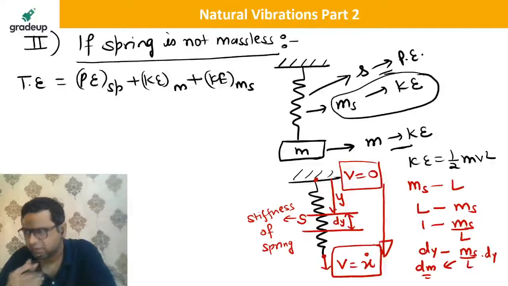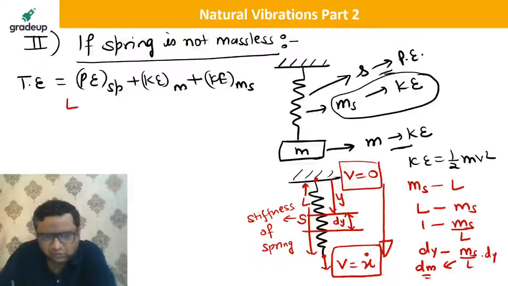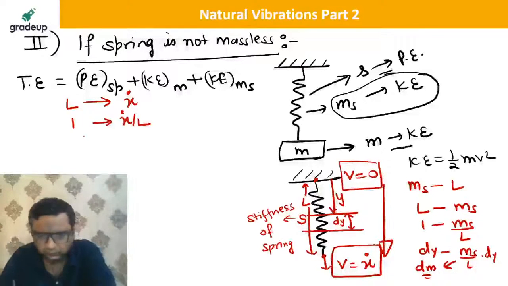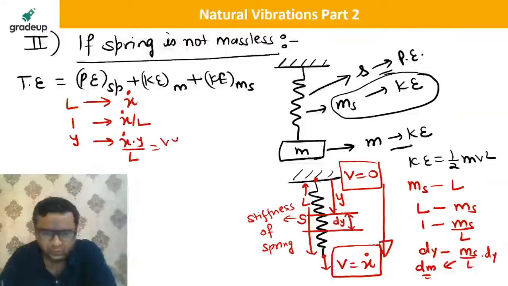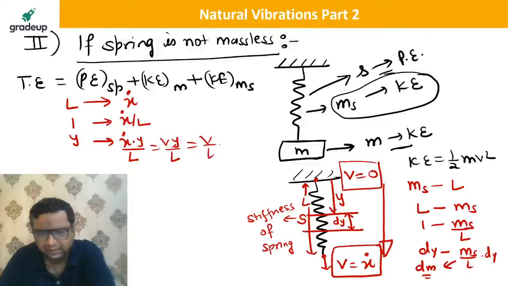Nice, Sumit. So if this is the mass, let us look at the velocity. If L is the length of the spring, in L length the velocity changes by x dot, from 0 to x dot. For 1 meter it is going to be x dot by L, and for a distance y it is going to change by x dot y by L. This is the change of velocity. Initial velocity is 0, so this is also the final velocity: x dot y by L, which can be written as V by L into y.